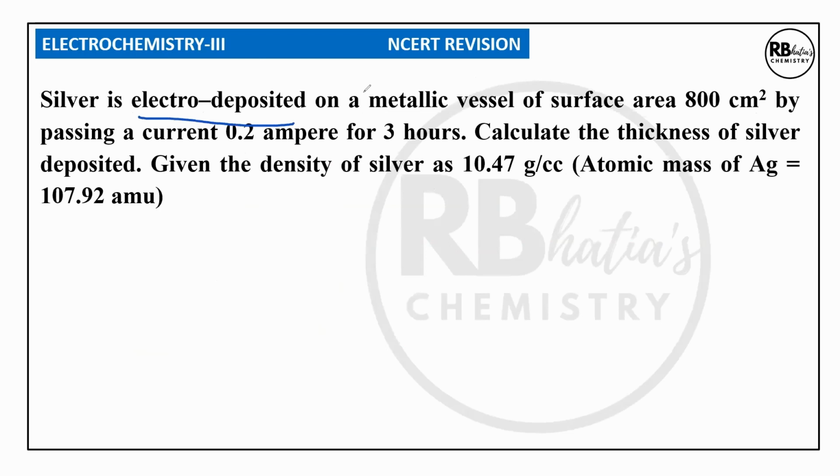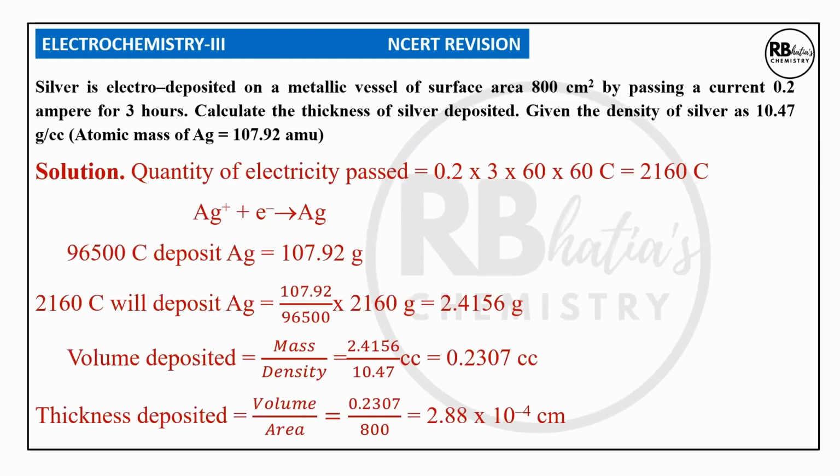Silver is electro deposited on a metallic vessel of surface area this much by passing a current of 0.2 ampere for 3 hours. Calculate the thickness of silver deposited given the density of silver is this much. Now, how are we going to solve this question? This is one of the important questions, very common questions. So how do we go about? See, first quantity of electricity passed. It says silver is deposited on a metallic vessel of surface area this much by passing a current of 0.2. I is 0.2 ampere.